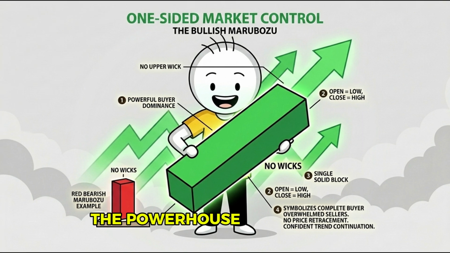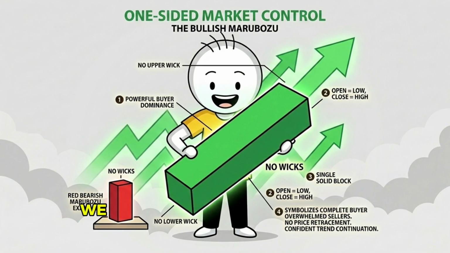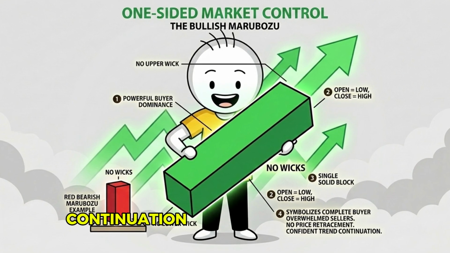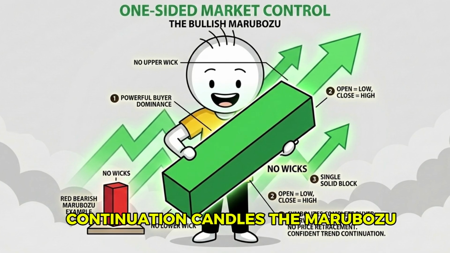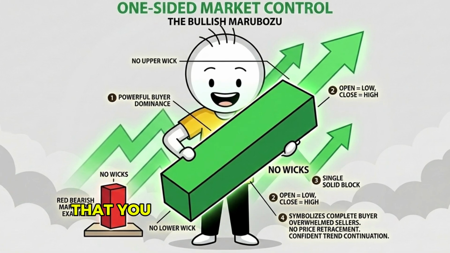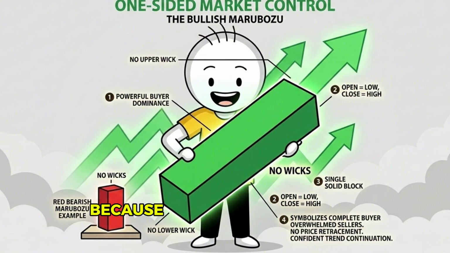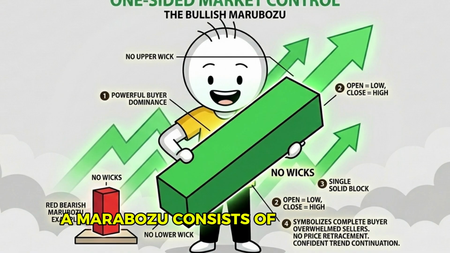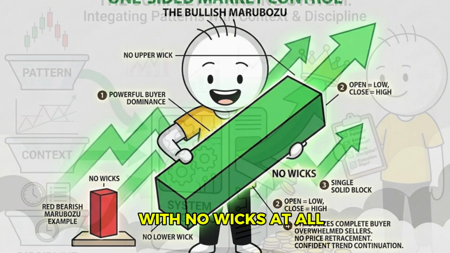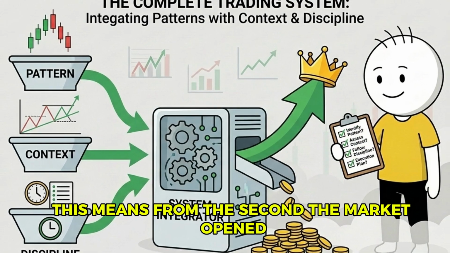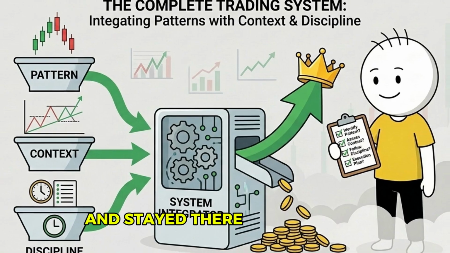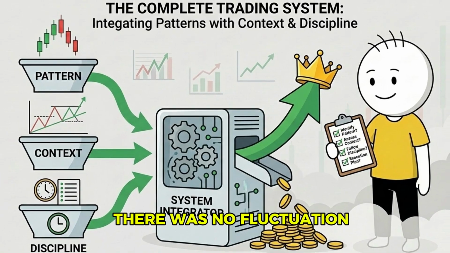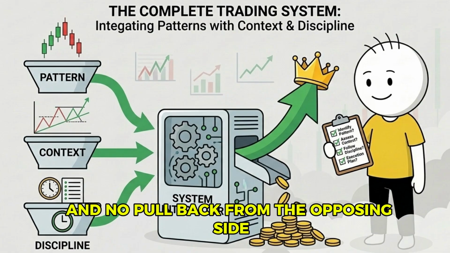The powerhouse, the Marubozu. We will conclude with one of my favorite continuation candles, the Marubozu. This is a very powerful candle that you rarely see on higher time frames because it represents extreme strength. A Marubozu consists of one big block with no wicks at all. This means from the second the market opened, it moved in one direction and stayed there until it closed. There was no fluctuation and no pullback from the opposing side.